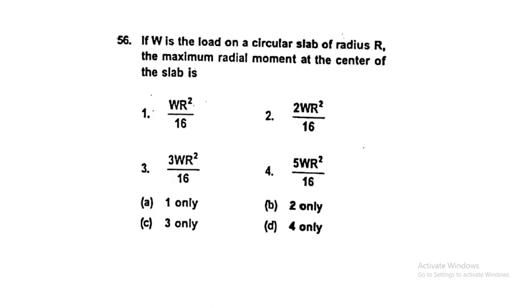Next question, question number 56. If W is the load on the circular slab of radius R, what is the maximum radial moment at the center of the slab? I think it is a repeated question. The answer is the third option, 3WR square divided by 16. So the answer for the given question is 3 only.